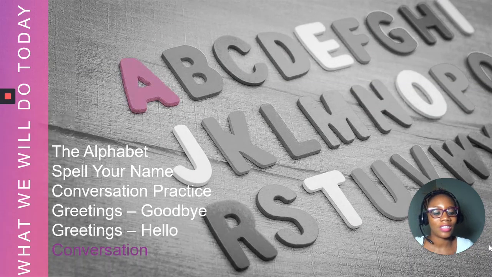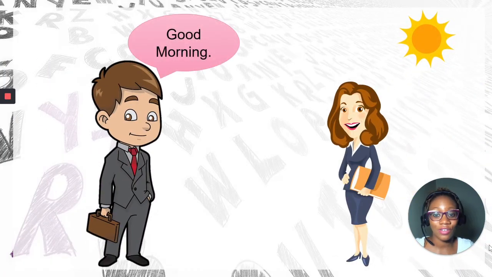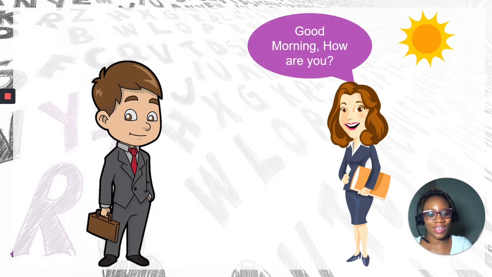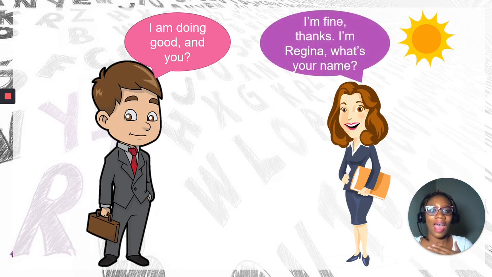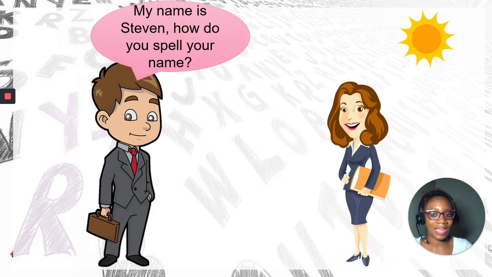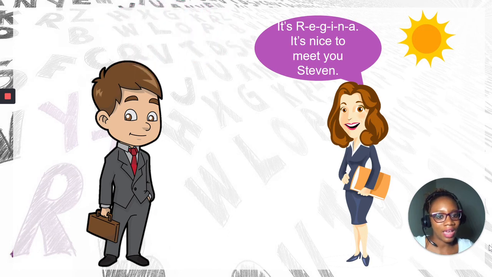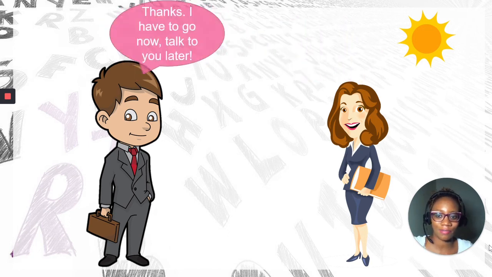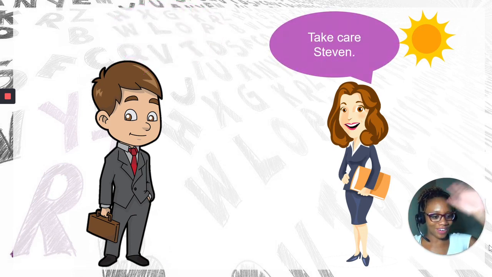All right. So now let's practice everything, having a conversation using everything that we did before. Good morning. Good morning. How are you? I am doing good. And you? I am fine, thanks. I'm Regina. What's your name? My name is Stephen. How do you spell your name? It's Regina. It's nice to meet you, Stephen. Thanks. I have to go now. Talk to you later. Take care, Stephen.